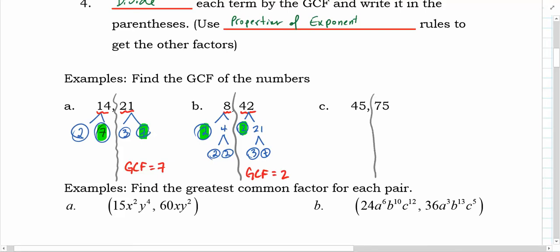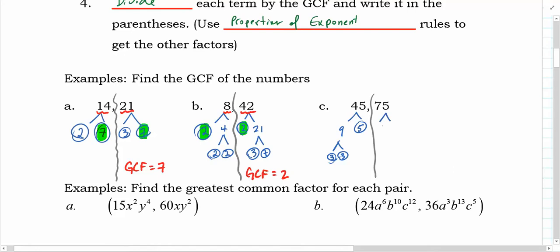Now let's look at part C here and create a factor tree for each of these. I know that the number 9 times 5 equals 45. 5 is a prime number. It can't be divided any further, but 9 can be divided into 3 and 3. But 3 can't be divided any further, so we'll stop there.